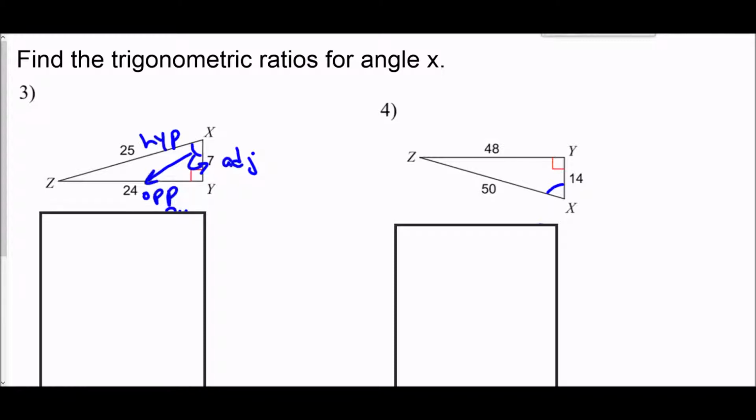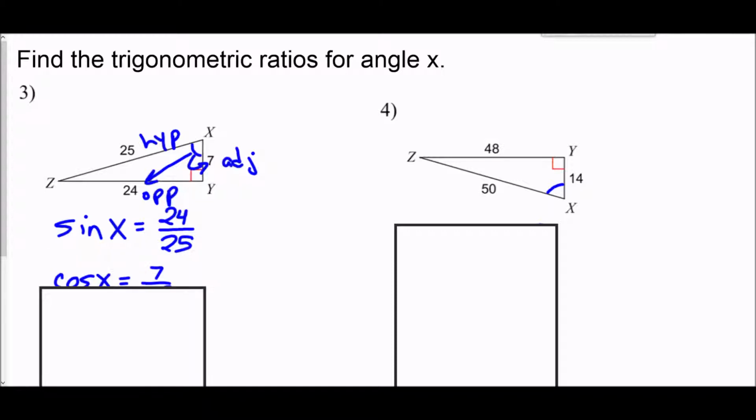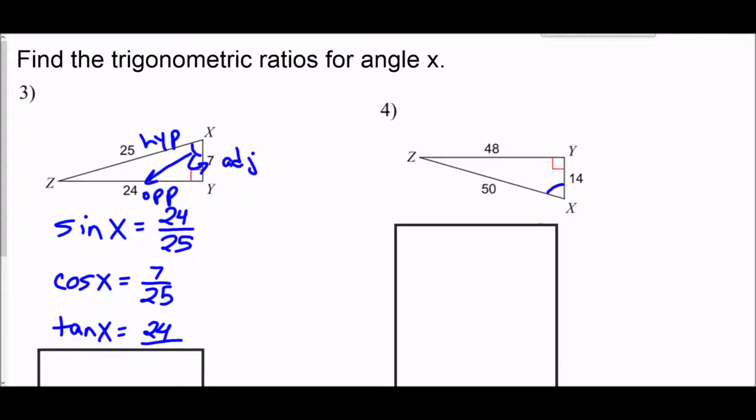So if we want to do sine, sine is the opposite over hypotenuse, so it's the fraction 24 over 25. Cosine is your adjacent over hypotenuse, so it's 7 over 25. And then lastly, tan would be 24 over 7, your opposite over adjacent.